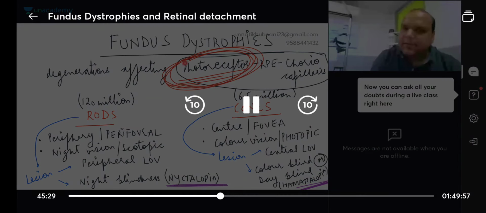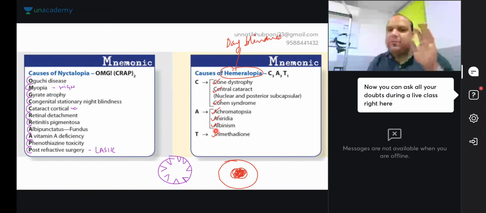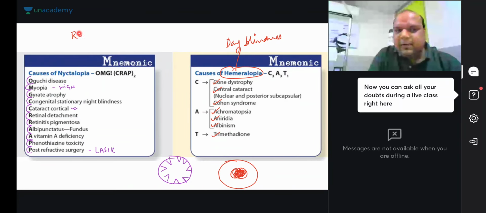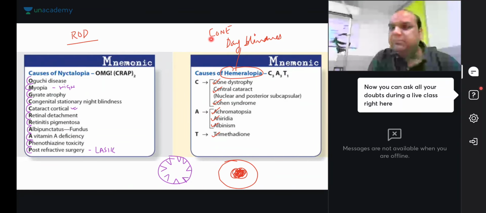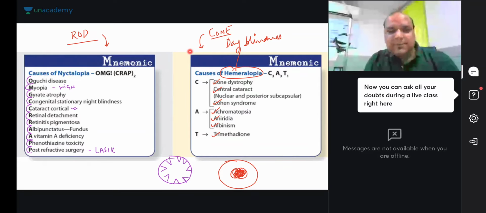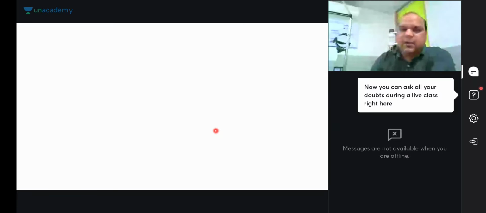Fundus dystrophies affect the photoreceptors. Because fundus dystrophies affect the photoreceptors, they either affect the rod cells more or they affect the cone cells more. If they affect the rod cells more, they will cause nyctalopia. If they affect the cone cells more, they will cause hemeralopia. So by knowing which cells are being more affected for a specific dystrophy, we know the presentation and the symptoms in a lot of ways. Okay, everybody? So that is what we are beginning with now, fundus dystrophies.